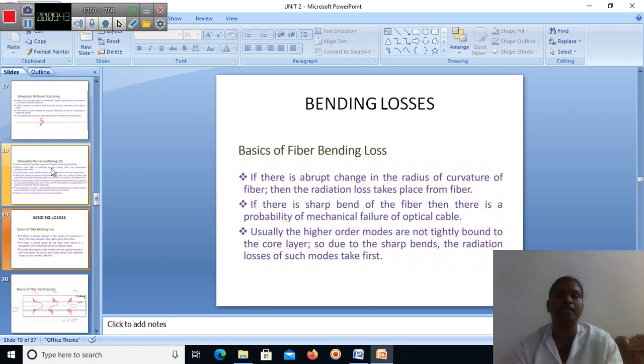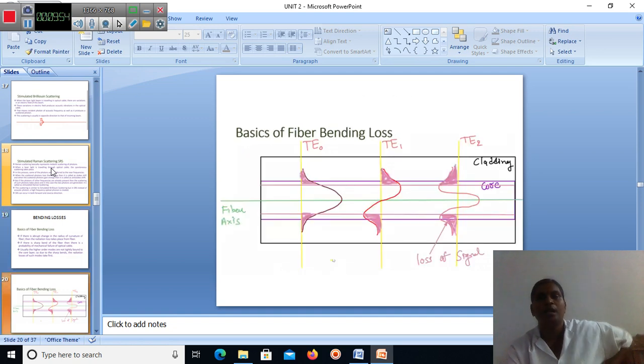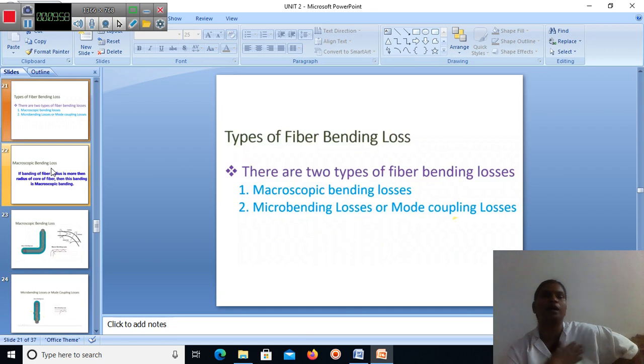And one more is bending losses. Here an abrupt change in the radius of curvature is called bending loss. There are two types: macro bending and micro bending. Macro means the bending diameter is large, and macroscopic bending will occur. When the bending is small, micro bending losses occur.